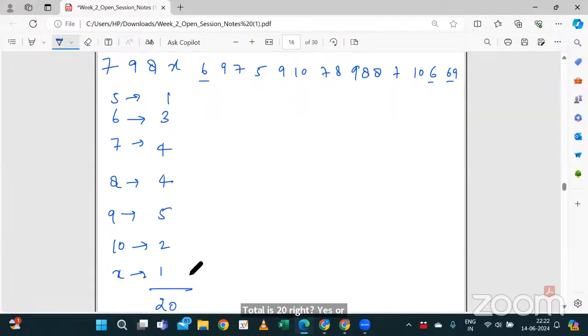Yes or no? Yes, sir. He took the data set from the total 20. If you add all this, total is 20 or not? Can you check? Okay. Yes. So what is the question given? The question says for relative frequency for 7 is how much?